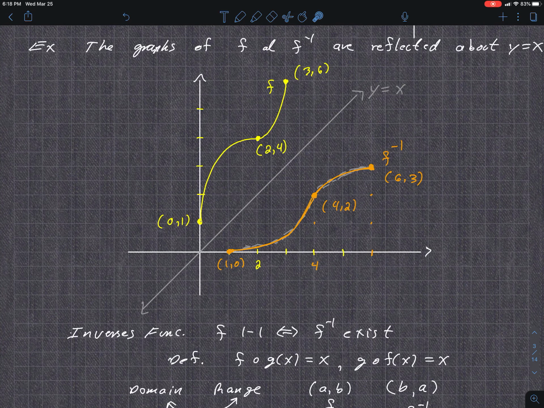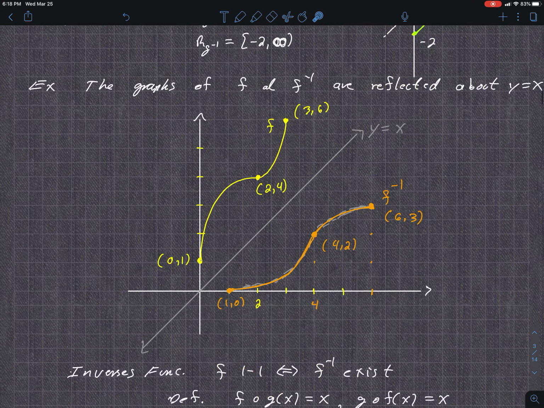Okay, moving along. The graphs are reflected about the line y equals x. And then each of these individual values, you just switch them to get the function and its inverse.